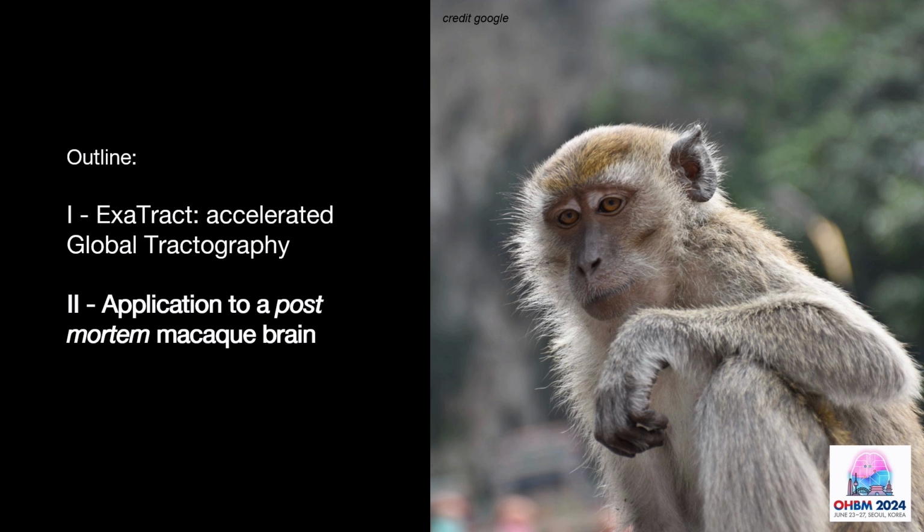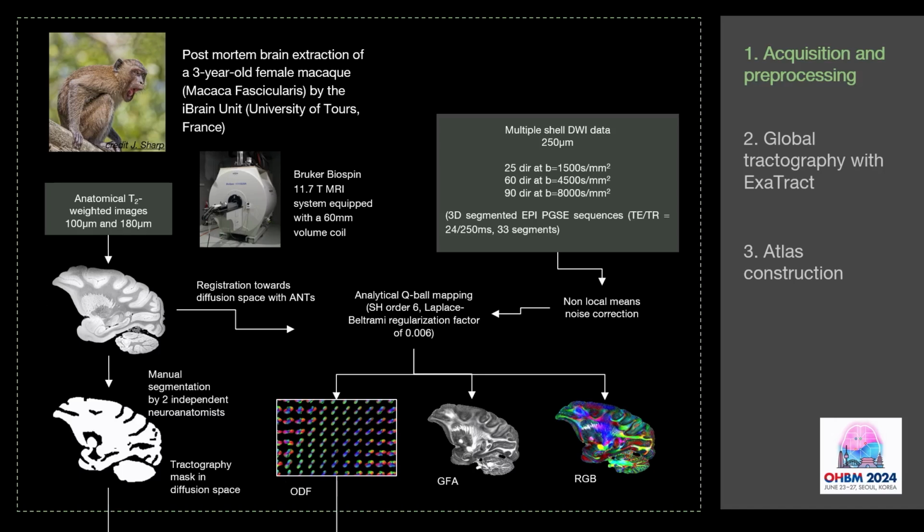Let's now move on to the application dataset, a post-mortem macaque brain. This is actually the same dataset as Fanny Darrow used in his earlier presentation. The post-mortem brain was extracted by the iBrain team in Tours, and we used the Bruker BioSpin 11.7 Tesla MRI system to perform diffusion-weighted images at 250 microns across 3 shells and 175 directions. From these images, we extracted the ODF using analytical Q-ball mapping after a non-local means noise correction.